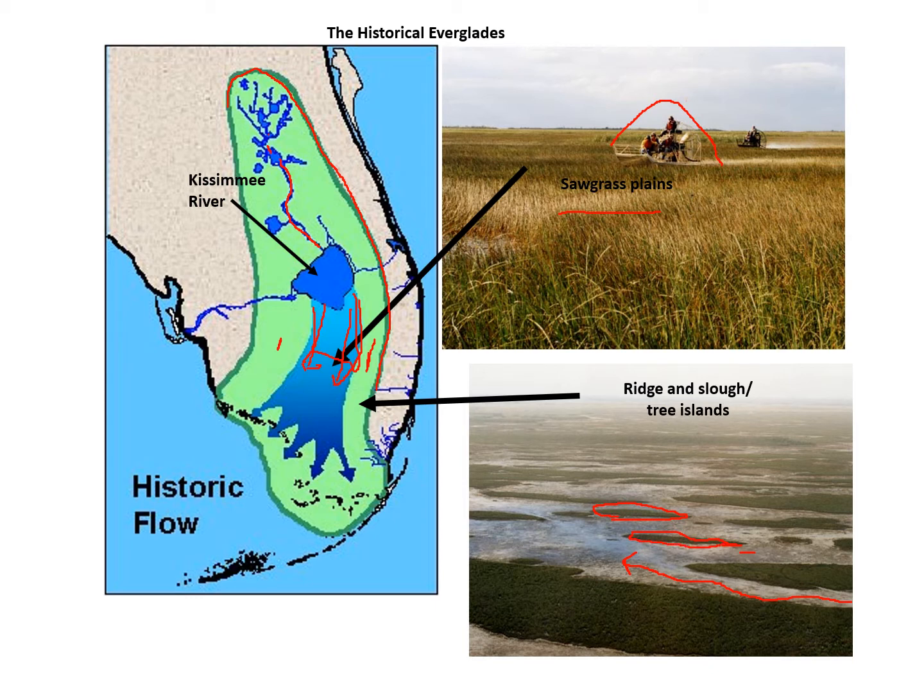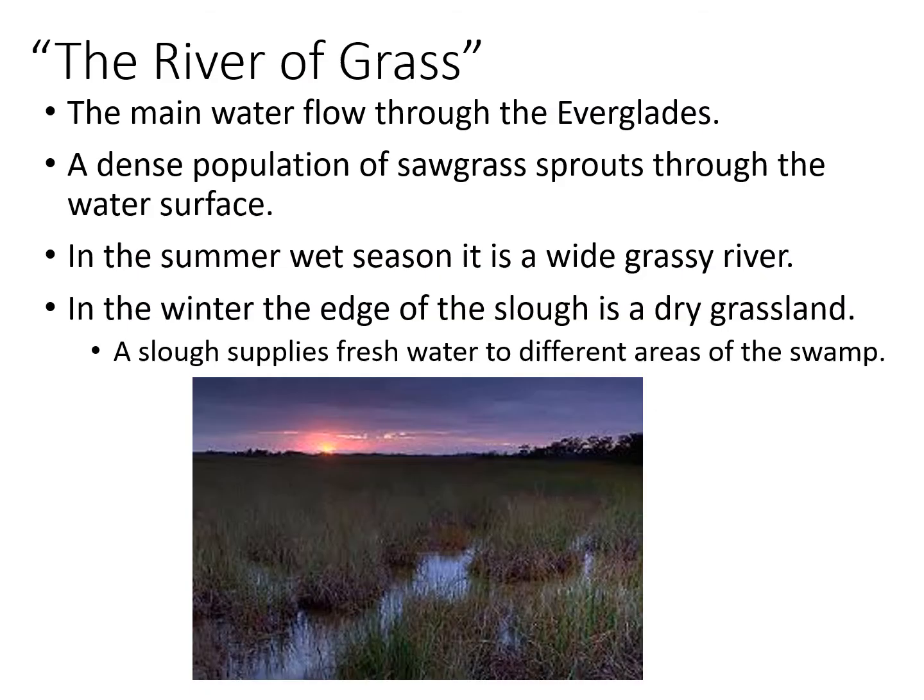But they're very beautiful. The teardrop shape indicates the direction of water flow. Okay, and so you can tell if you look at a satellite image of the Everglades, you'll notice that a lot of the tree islands are shaped in this direction because of the southwestern sheet flow of the Everglades water. The term river of grass was coined in 1947 by Marjory Stoneman Douglas.